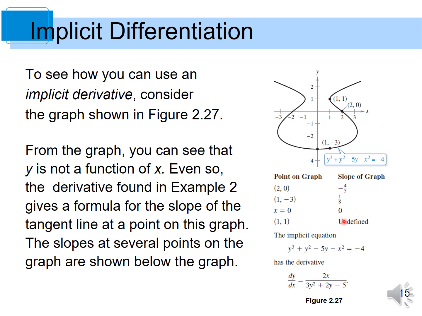To get the slope, we substitute the value into the first derivative function, because the first derivative function is a slope function. For x equal to 0, look at this point. It's a horizontal line, so that is why the slope is equal to 0. For this point, (1, 1), the tangent is a vertical line, so that's why it's undefined.